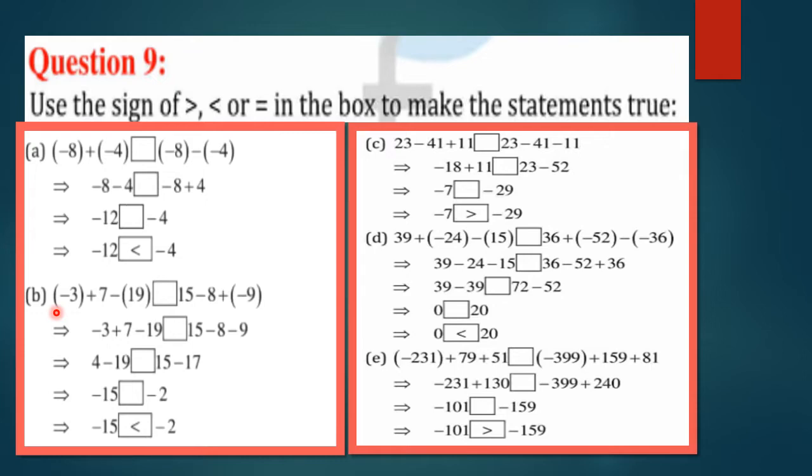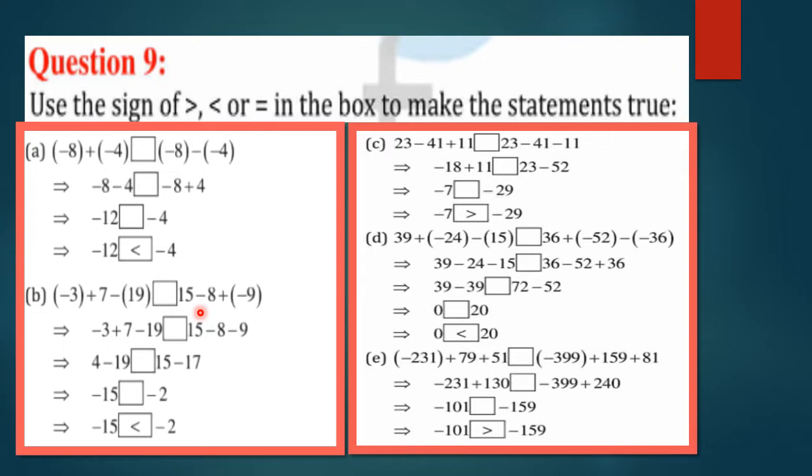Same way B, minus 3 plus 7 minus bracket 19. So minus 3 plus 7, here minus inside plus, so minus into plus is minus. So minus 3 plus 7 minus 19. So minus 3 plus 7, subtract and put greater sign. So plus 4, minus 3 plus 7 becomes plus 4, then this minus 19. So 4 minus 19, subtract and put greater sign. So 19 minus 4 is 15, so minus 15.